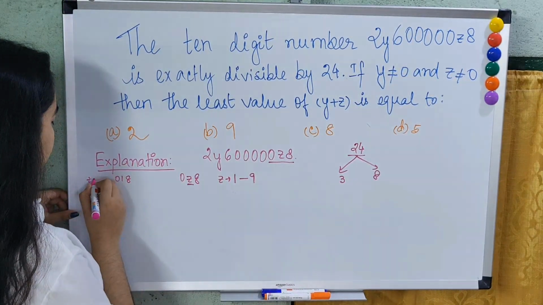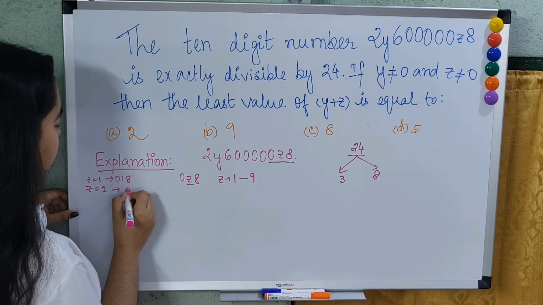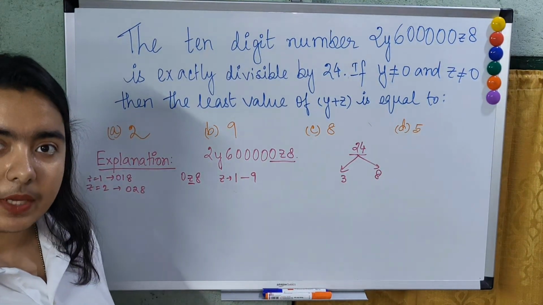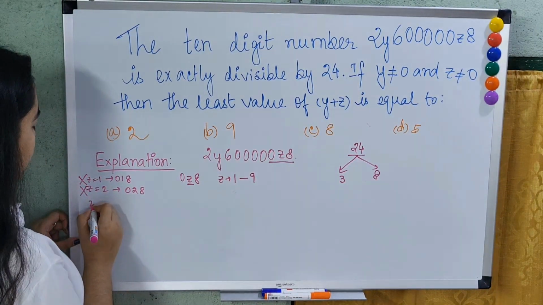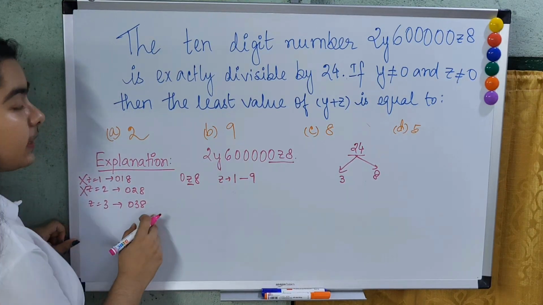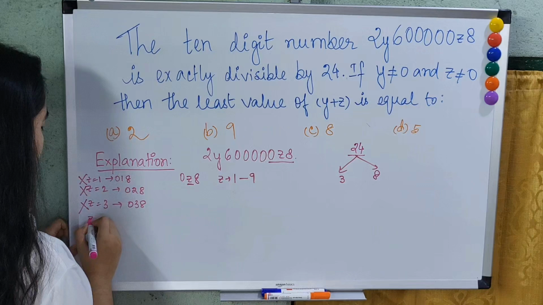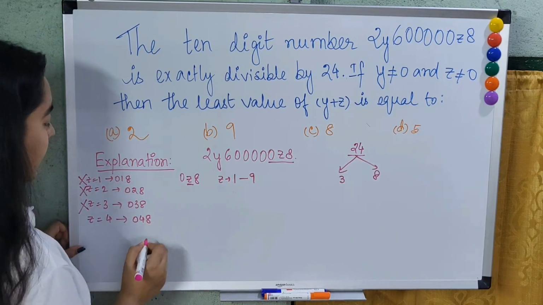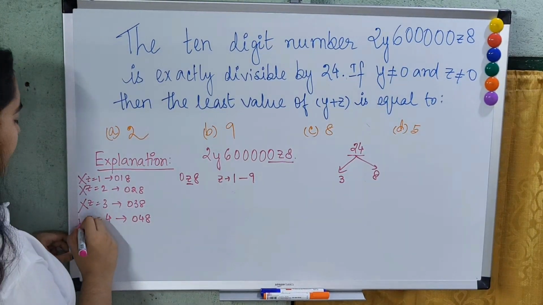If z is equal to 2, we get 0, 2, 8. Is 028, that is 28, divisible by 8? No. So this is also wrong. If z is equal to 3, we get 0, 3, 8. Is 38 divisible by 8? No. So this can also not be an option. If z is equal to 4, that is 0, 4, 8. Yes, 48 is divisible by 8. So z can be 4.